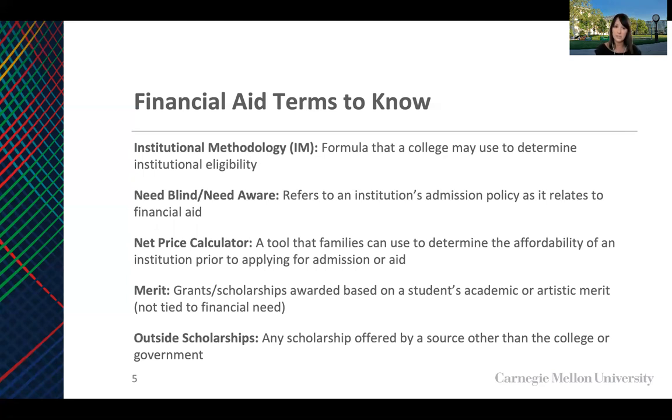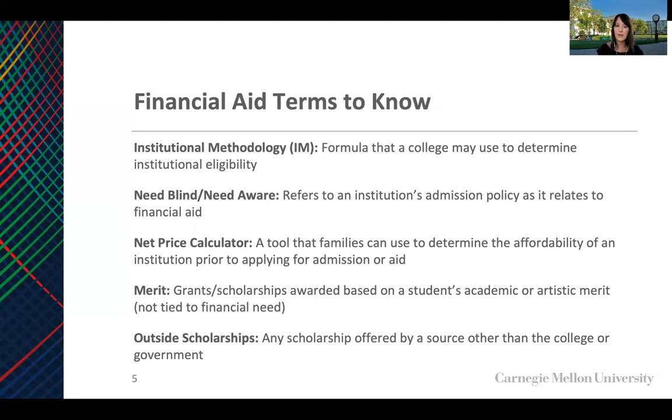Carnegie Mellon, just for your reference, is need blind, not looking at your financial aid application when we are making your admission decision. Net price calculator. This is an estimator tool that families can use to determine the affordability of an institution prior to actually applying for admission or for aid. Any school that offers federal funding is required to have a net price calculator on their website, or an estimator calculator of some sort. We use the net price calculator through College Board.